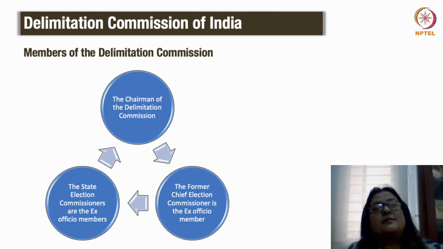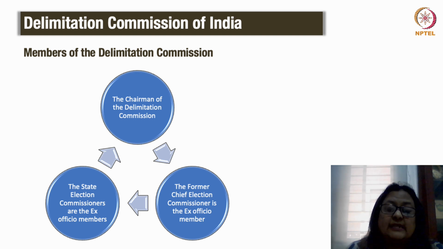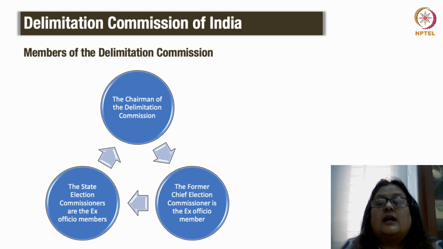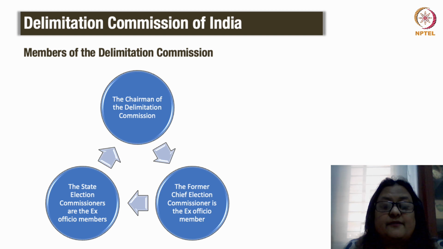So, these are the important constitutional provisions from which the Delimitation Commission derives its powers for its function. Looking further, who are the members of the Delimitation Commission? The Delimitation Commission has a chairman. The former chief election commissioner is an ex officio member, so whenever a member is appointed to the Delimitation Commission, he has to be a former chief election commissioner. The state election commissioners are also ex officio members. These three form the major members of the Delimitation Commission.